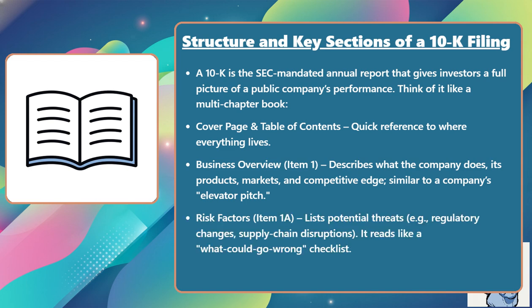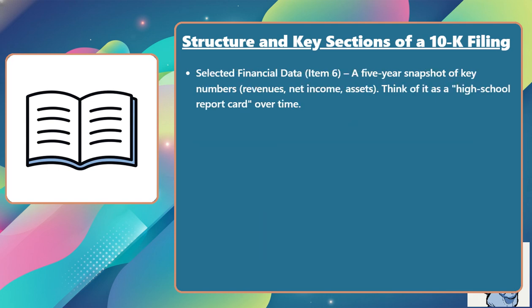pitch. Risk Factors, Item 1A, lists potential threats such as regulatory changes and supply chain disruptions. It reads like a "what could go wrong" checklist. Selected Financial Data, Item 6, a 5-year snapshot of key numbers such as revenues, net income, and assets. Think of it as a high school report card over time.